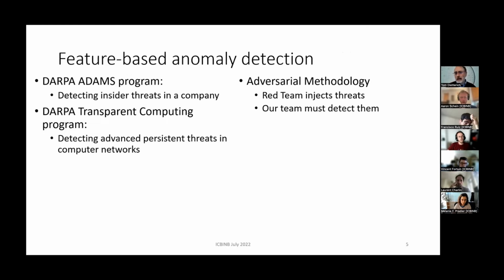So just as an example, one feature you might use is this person visiting a website that they have never visited before in an insider threat or in a computer network? Is the user invoking an application they've never invoked before?